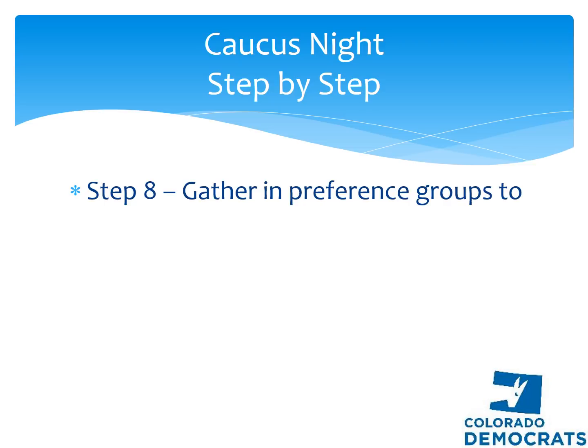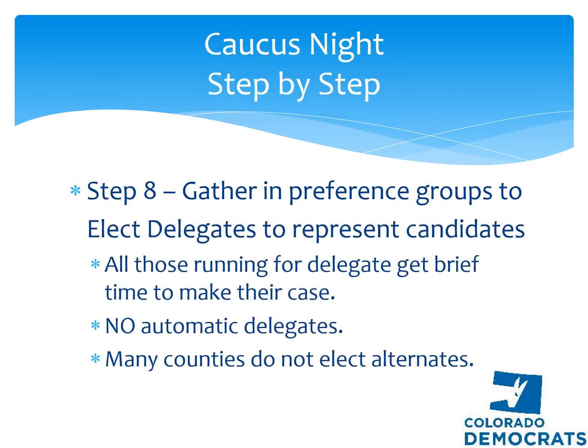Now that you've completed the math worksheet and determined the number of delegates that each candidate is entitled to, you gather within those preference groups to elect delegates to represent the candidates moving forward. All of those running for delegate may make a brief statement as to why they should be elected to represent you. Realize that there are no automatic delegates. For example, the chair of a county party is not automatically entitled to be a delegate moving forward. They must be elected within their precinct, and many counties will not elect alternates to the county assembly.